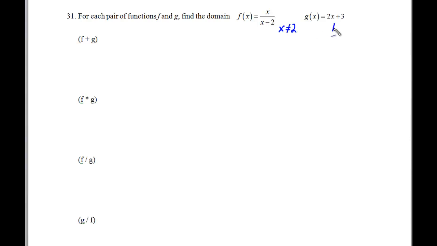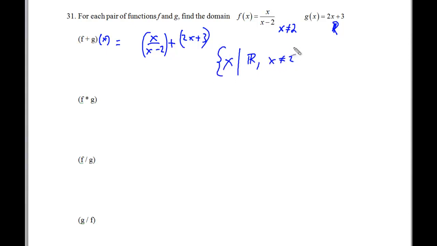Now this problem has no restrictions at all because you can plug any real number into x and you'll have no problems at all. Now what I'm going to show you here is if I'm adding these two functions together, I'm only going to have the one denominator problem. And I'm not going to actually simplify this, but I want to show you that if I'm adding them together, x can be anything that's real and x cannot be equal to 2. Because I'm not creating a new denominator by putting these next to each other.